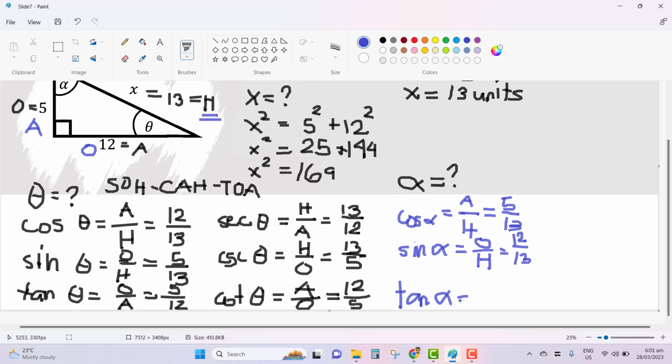Tangent alpha. Since the opposite and adjacent sides were interchanged and you are not going to change the formula for the ratio, the opposite now becomes 12 over 5, which is the reciprocal of tangent theta, or basically equal to cotangent theta. 12 over 5, that's tangent. To complete, simply look for the remaining values.